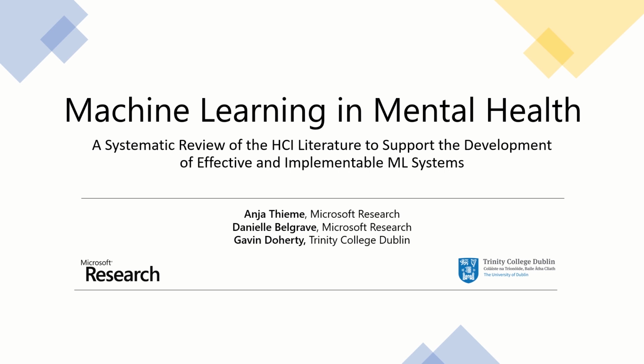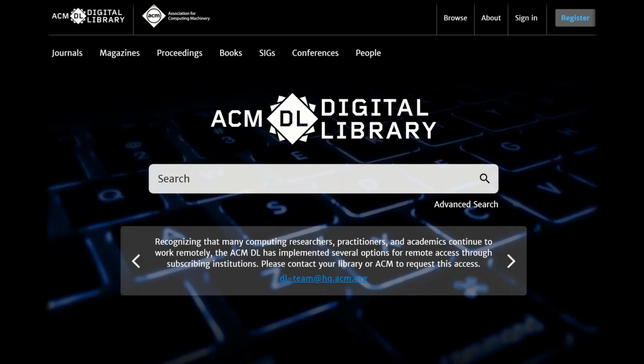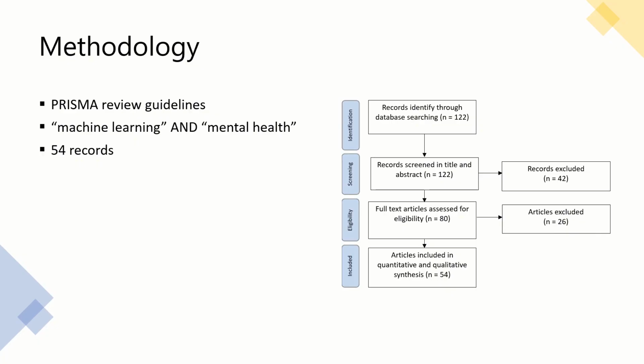We conducted a systematic review of the computing and HCI literature to provide a comprehensive overview of the current state-of-the-art of machine learning work for mental health. Searching the ACM Guide to the Computing Literature, we follow PRISMA review guidelines to identify 54 papers that report an application of machine learning in the context of mental health.